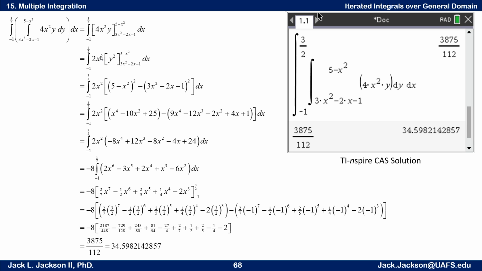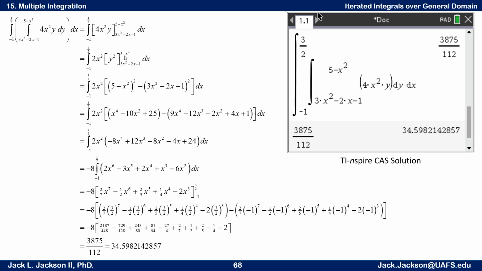Another thing that we could have done actually from the start is that 4x squared is like a constant when we integrate with respect to y. It could be brought out front of that first integral sign. It's essentially the same thing as we've done here. We're just going to evaluate the y squared part.